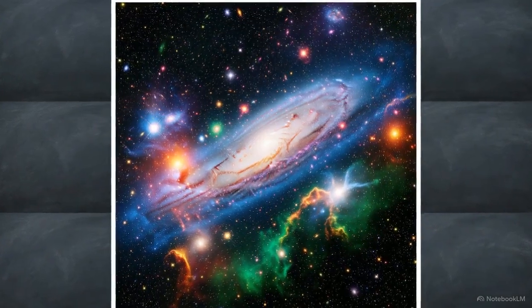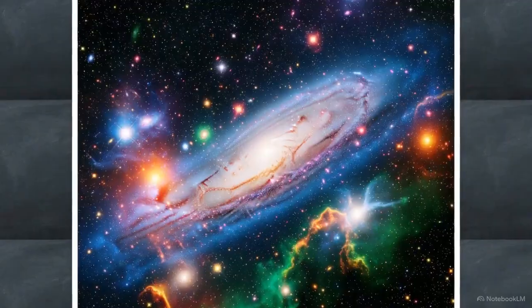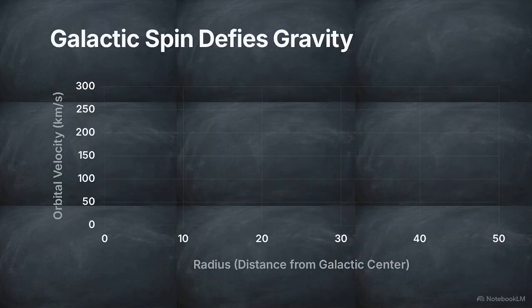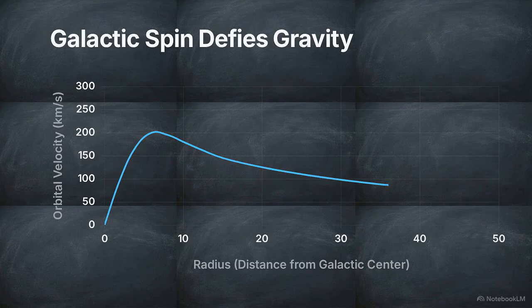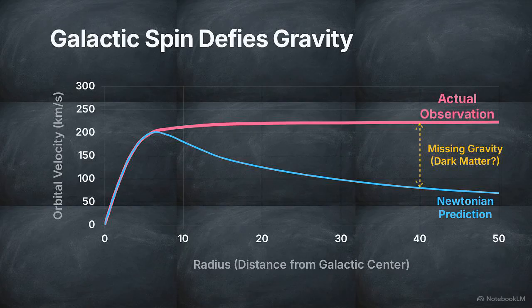Look at the outer edges of a spiral galaxy like NGC 3198. The stars here are moving far too fast. This chart shows the expected relationship between radius and velocity. Based strictly on visible stars and gas, the orbital speed should drop off past the dense center. But actual observations show a different result. The velocity remains flat, extending into empty space.